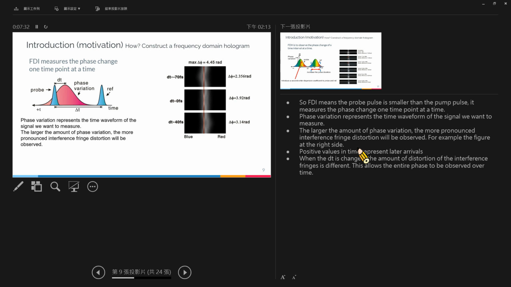And here, for example, we will have a dt equals minus 70 femtosecond. It's over right here, and I can also use dt equals 0 femtosecond or dt 40 femtosecond. Now it can measure different time points and eventually get the whole time-resolved field. Okay, and a phase variation represents the time waveform of the signal we want to measure, just the pump pulse. And the larger the amount of phase variation, the more pronounced the interference fringe distortion will be.